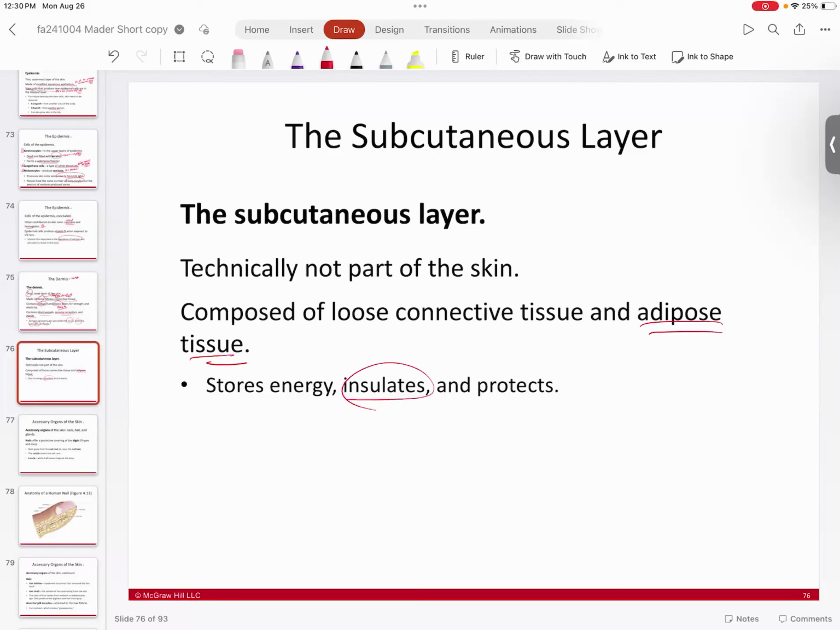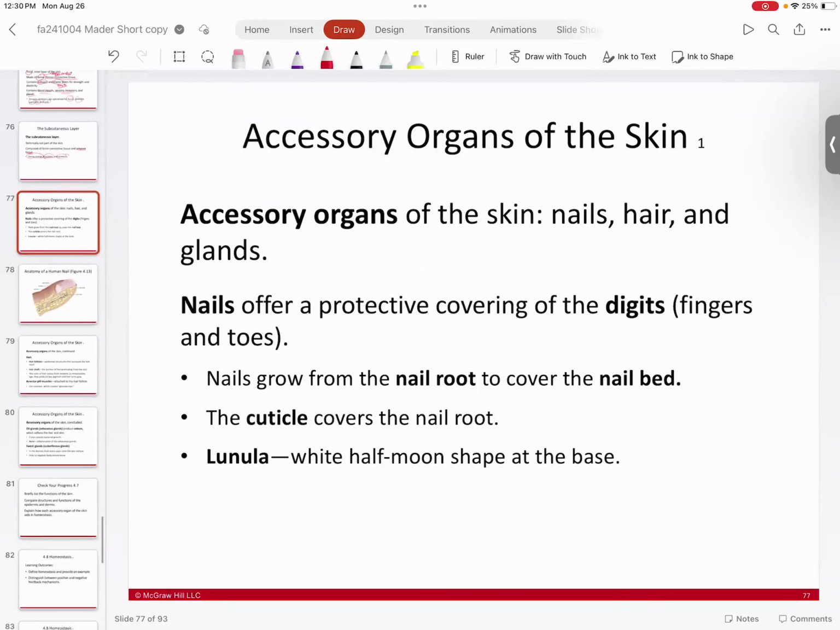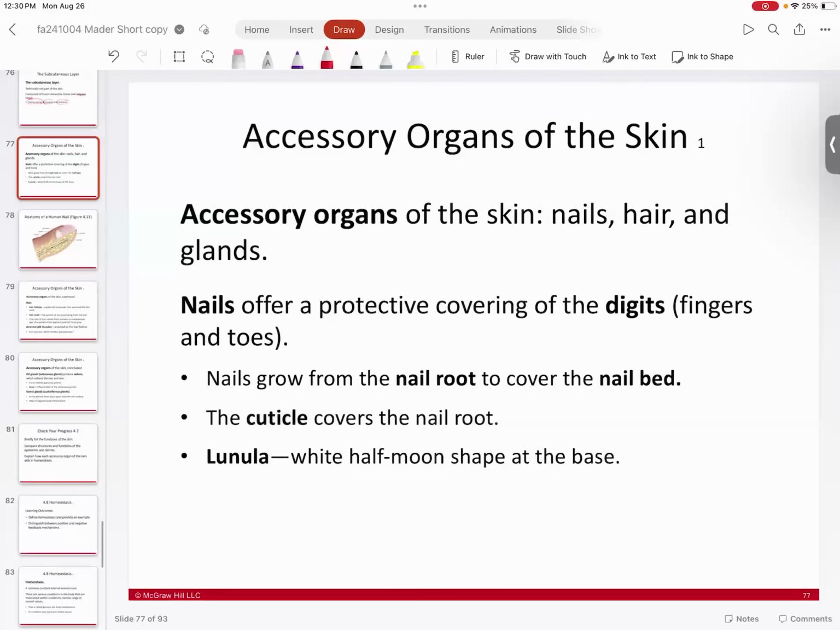Like, for instance, when animals pick up that layer of blubber for overwintering, they pack it into their subcutaneous layer. This also protects us, right? So fat protects the underlying muscles and organs and things like that, even more so. And then, of course, it's an energy storage because fats are a very energetic molecule that we can utilize for energy. Now let's go ahead and take a look at the accessory organs.